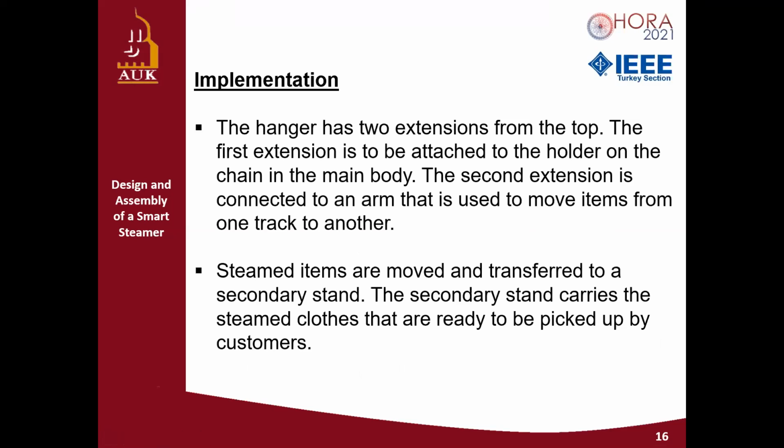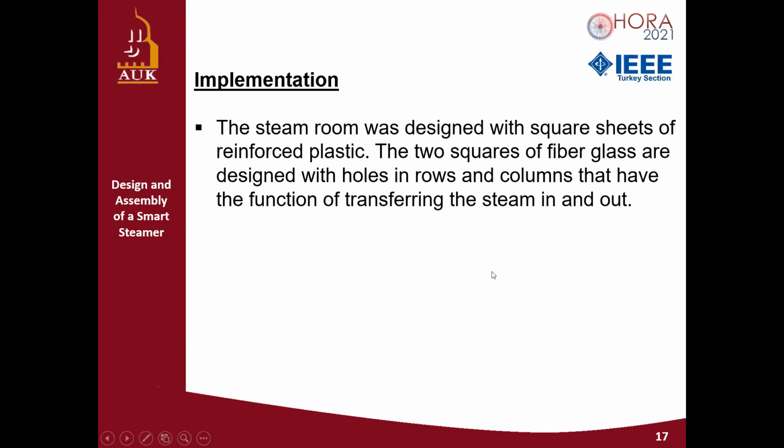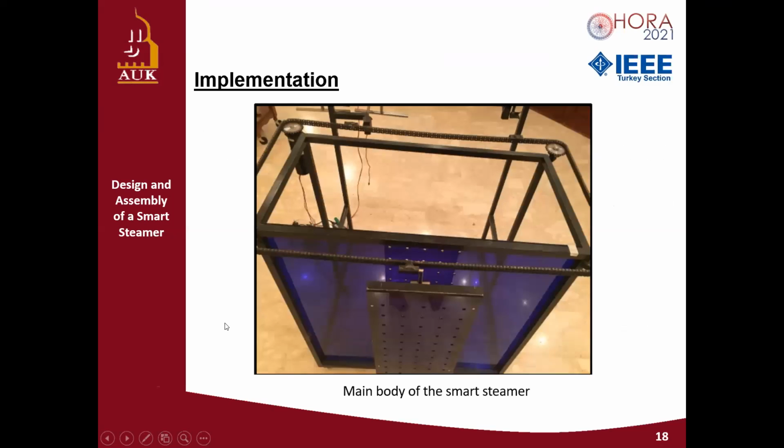Steamed items are moved and transferred to a secondary stand. The secondary stand carries the steamed clothes that are ready to be picked by the customers. The steam room was designed with square sheets of reinforced plastic. The 2 squares of fiberglass are designed with holes in rows and columns that have the function of transferring the steam in and out. This figure presents the simplified prototype of the smart steamer.